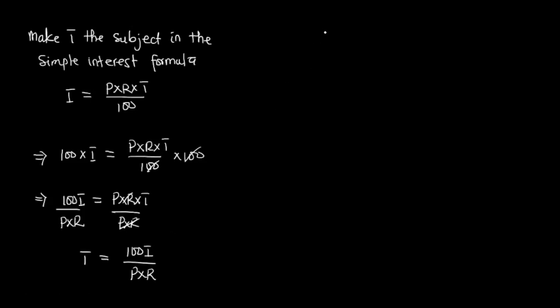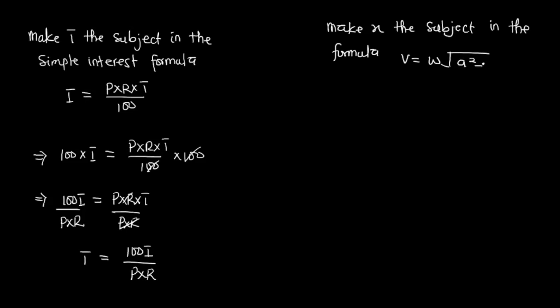Alright, so let's make x the subject in the formula given below. So make x the subject in the formula v is equal to w root of a squared minus x squared. Alright, so we have the expression v is equal to w the root of a squared minus x squared.